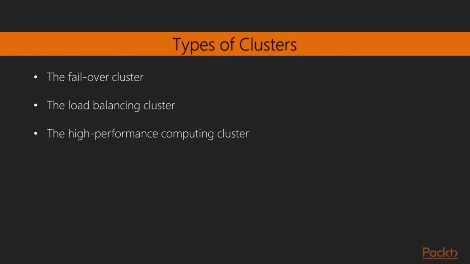3. The high-performance computing cluster. In this, each node is configured to provide extremely high performance. The process is also divided in multiple jobs on multiple nodes. The jobs are parallelized and will be distributed to different machines.